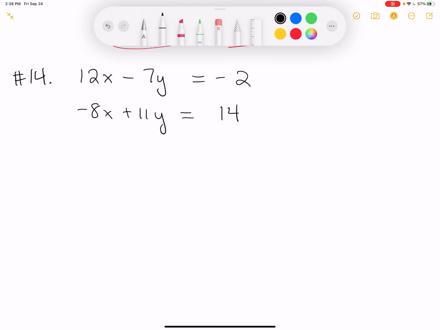Do you want us to wait when we're done? Yeah. Give another minute or two and then we'll go over it.